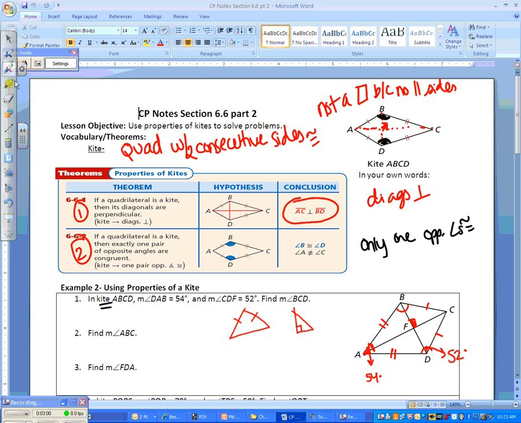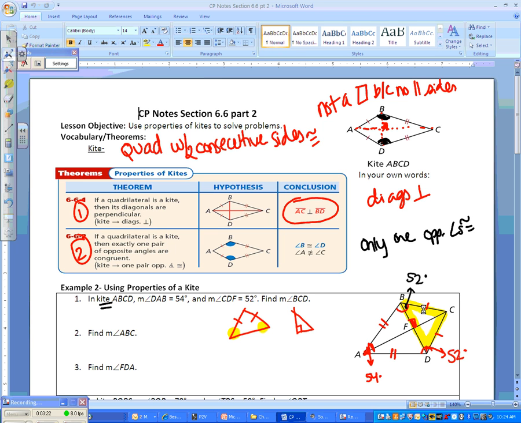So if you look at the top part of the kite, we have two congruent sides. This yellow is an isosceles triangle. When we have an isosceles triangle, that means that the opposite base angles are going to be congruent to each other. So if this angle is 52 degrees, that means that this angle has to be 52 degrees.